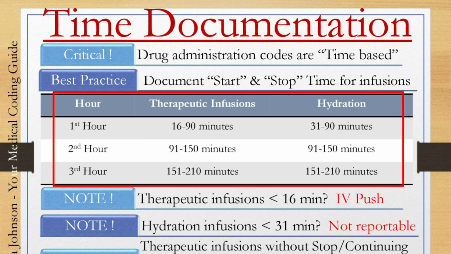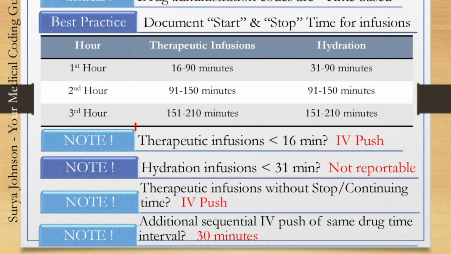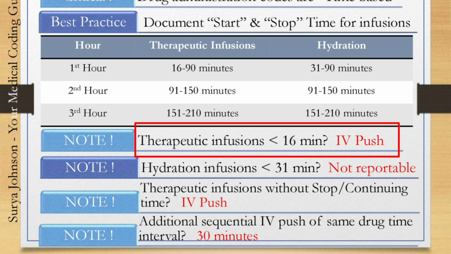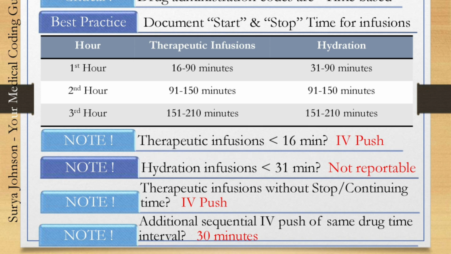The important notes here: therapeutic infusions of less than 16 minutes should be considered an IV push. Likewise, hydration infusions of less than 31 minutes are not reportable. A therapeutic infusion without a stop or continuing time should be considered an IV push. So if there is a start time but no stop time, then you should consider that an IV push. Additional sequential IV push of the same drug should have a time interval of 30 minutes, which we already discussed in the CPT descriptions.